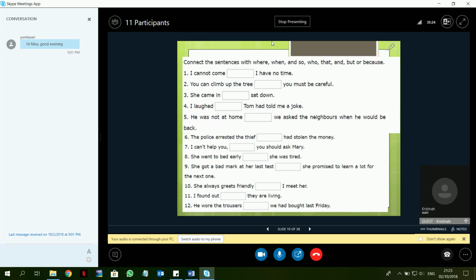And number three, she came in, blah blah blah, sat down. Ada yang bilang and, ada yang bilang when. She came in, blah blah blah, sat down. Which one? It sounds good. Yep, it should be and. She came in and sat down. Do you know why? Because see, let me highlight. There is a word came in and sat down. Do you know that those are verbs? So if there are two equal verbs, we need to add and.